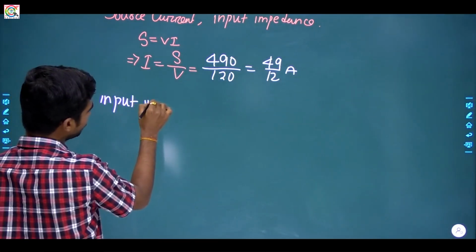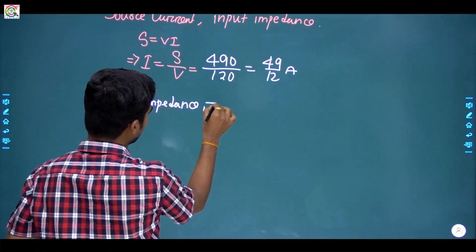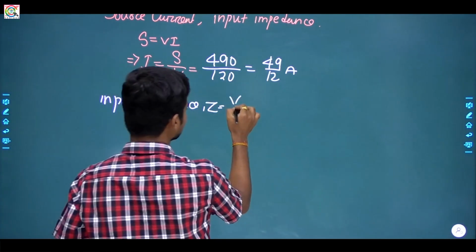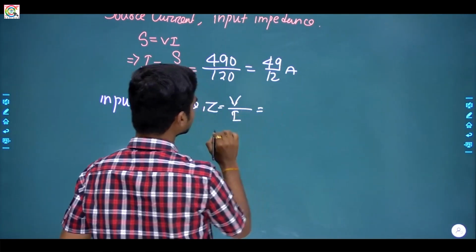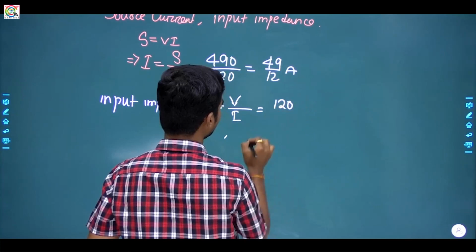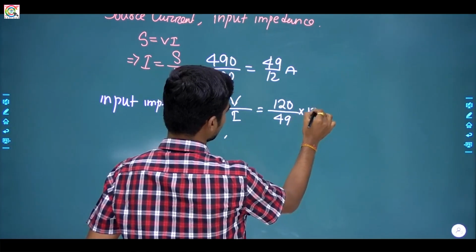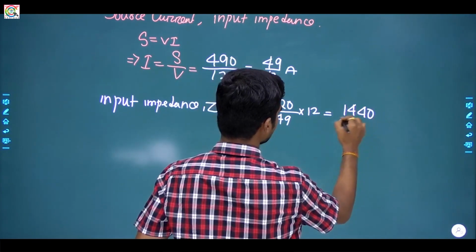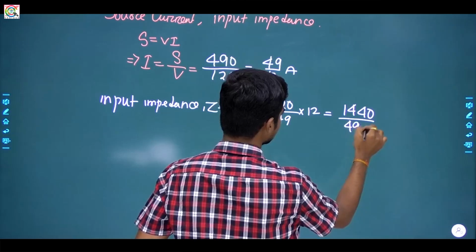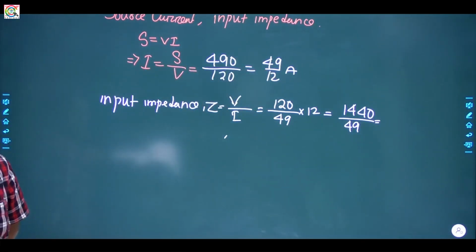So what will be the input impedance here? It is given by the source voltage or input voltage divided by the source current. So source voltage is how much? 120 volt, and source current is how much? 49 by 12. So we can write this as 1440 by 49. Okay. So tell me what is the input impedance?